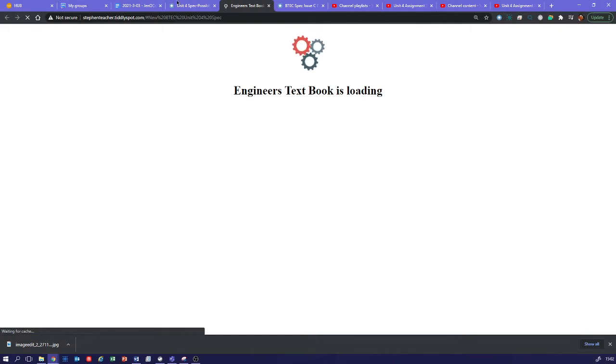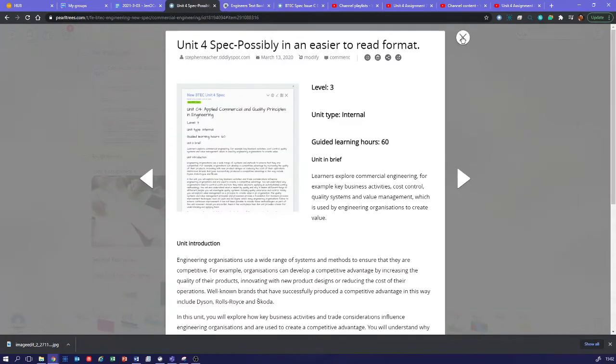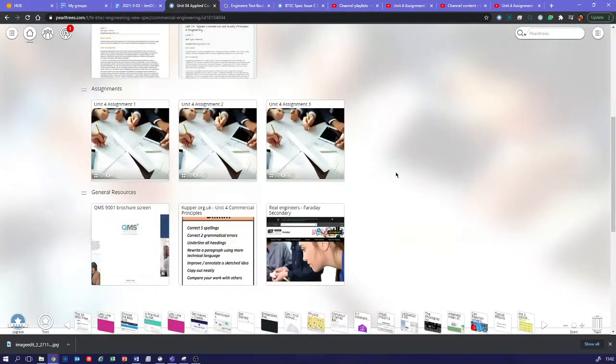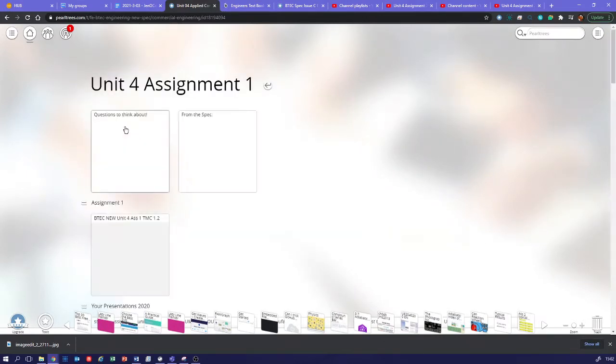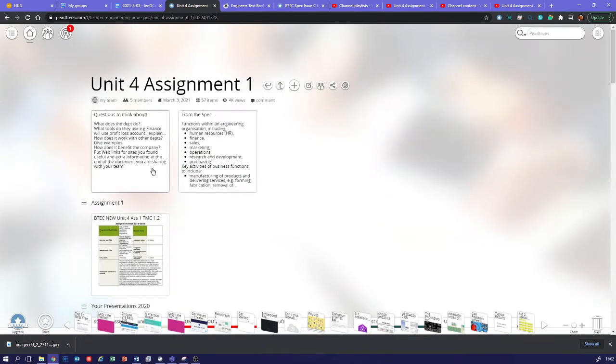Crikey, that's going slowly. Okay, while that thinks about what it's doing, so that's there for you. Now you'll see here we've got 3 folders: assignment 1, assignment 2, assignment 3. So obviously we're starting in assignment 1. Okay, all right, let's have a look then. So for assignment 1, there's a couple of things I've put there to help you doing your research this week.